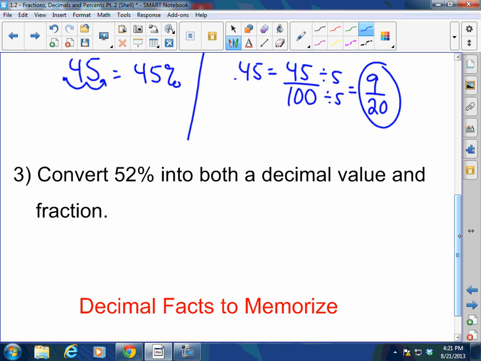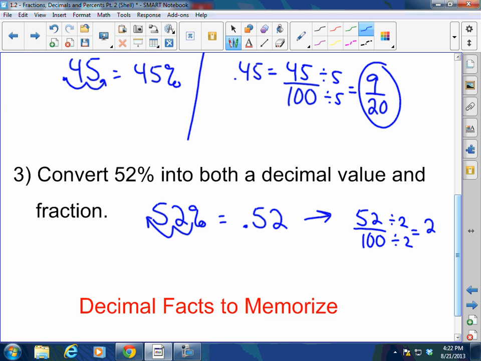Let's convert 52% into both a decimal value and a fraction. Well, percent to decimal, L. So I've got 52%. I want to make it a decimal, so I go to the left. So I go 1, 2 to the left. So the decimal value is going to be 0.52. As far as a fraction, 0.52, that's 52 hundredths. Divide both by 2, and you get 26/50ths. You can go ahead and divide 26/50ths by 2 over 2 as well, and that will be 13/25ths.